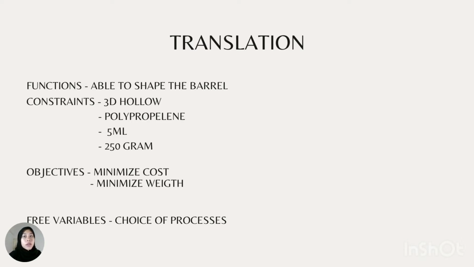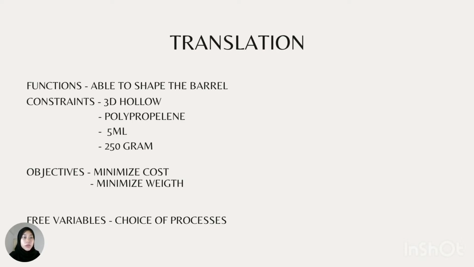For the first stage, we need to do the translation, which is we need to define the functions, constraints, objectives, and free variables of the barrel's range. The function of the barrel's range is to be able to shape the barrel. The constraint is a 3D hollow shape, and the material is polypropylene. The volume needs to be 5 milliliters, and the weight must be less than 250 grams.